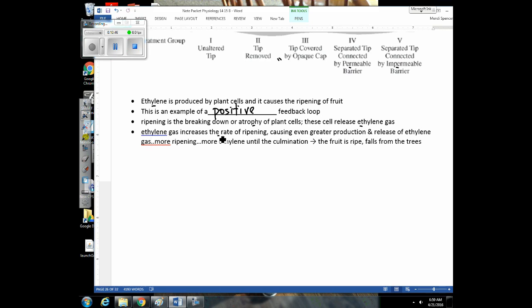So these cells are going to break down. Remember, breakdown produces even more ethylene, which is going to cause even more cells to break down. Ultimately, we're going to end up with a final event, a culmination. So the culmination of this event is this fruit is ripe and it falls from the tree. So when we're talking about a positive feedback loop, there's always an end result. And that stimulus is removed, so all the cells are broken down, so no more cells are producing ethylene, and we end up with this final event.